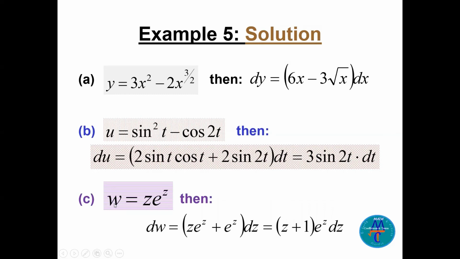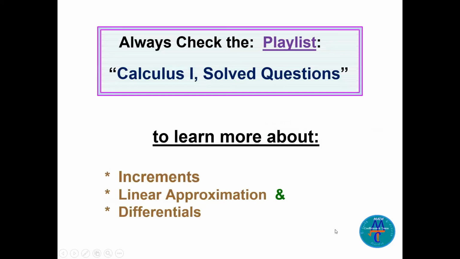Now look at this function here, w equals z times e to the power z. Let's find dw. By the product rule, z times e to the z, just apply u prime v plus v prime u. You will get all this. You can take e to the power z as a common factor. So dw will be z plus 1, all times e to the power z dz.